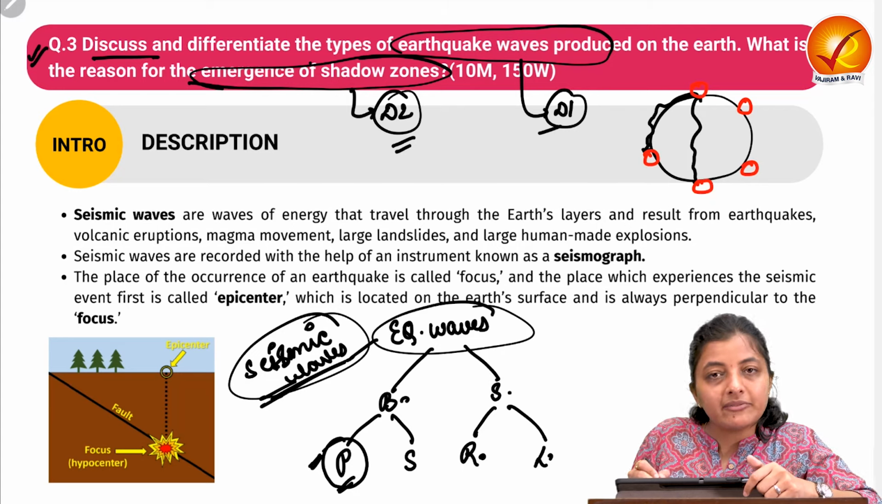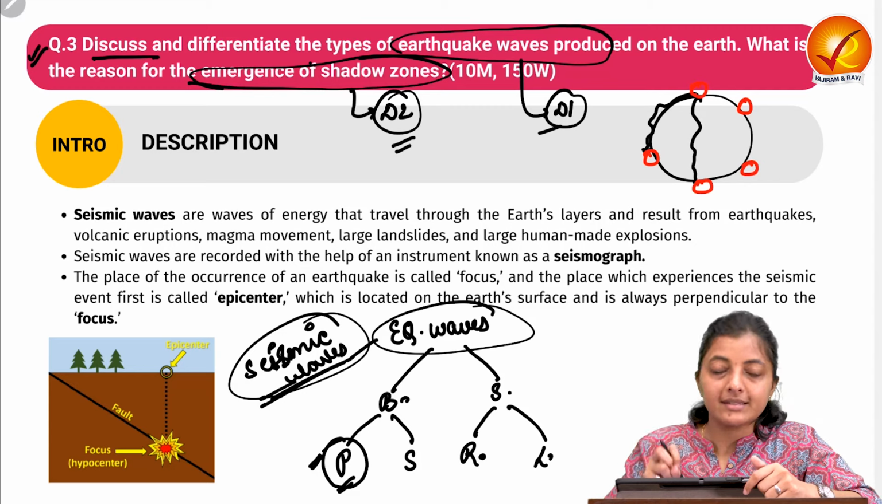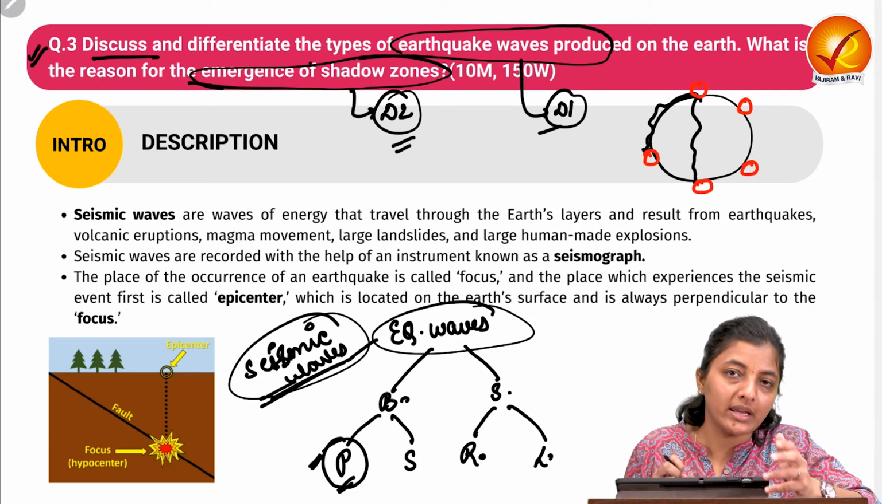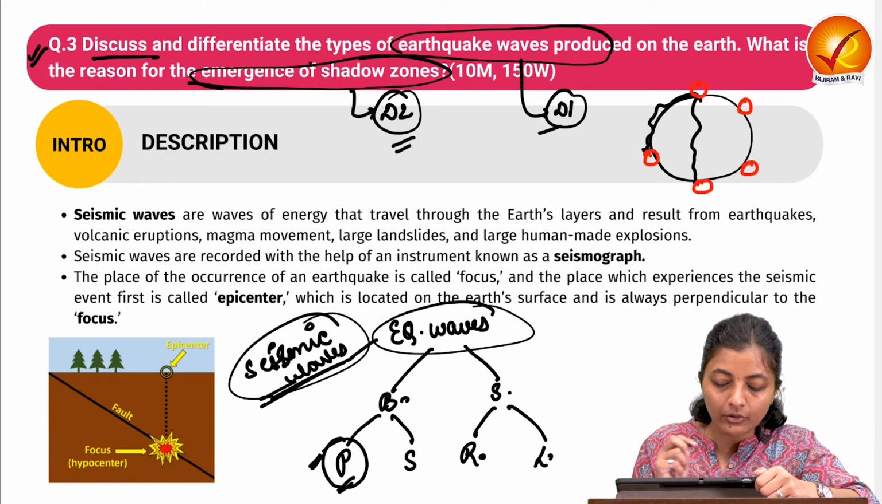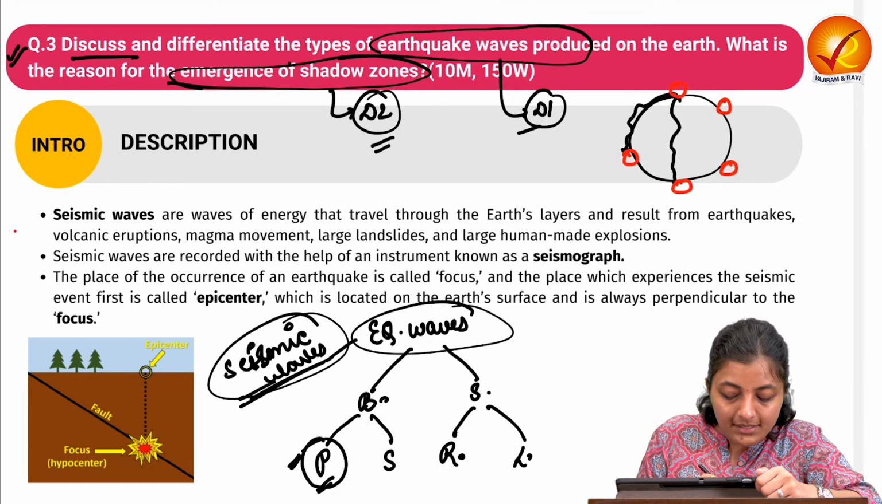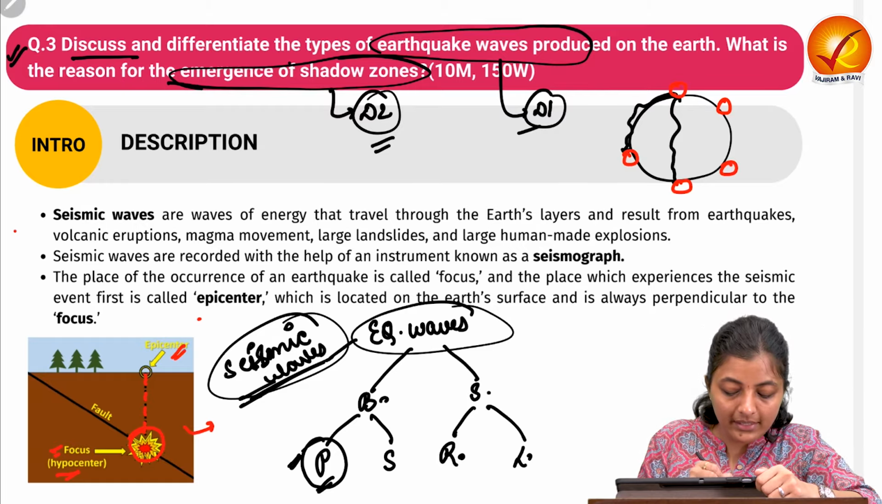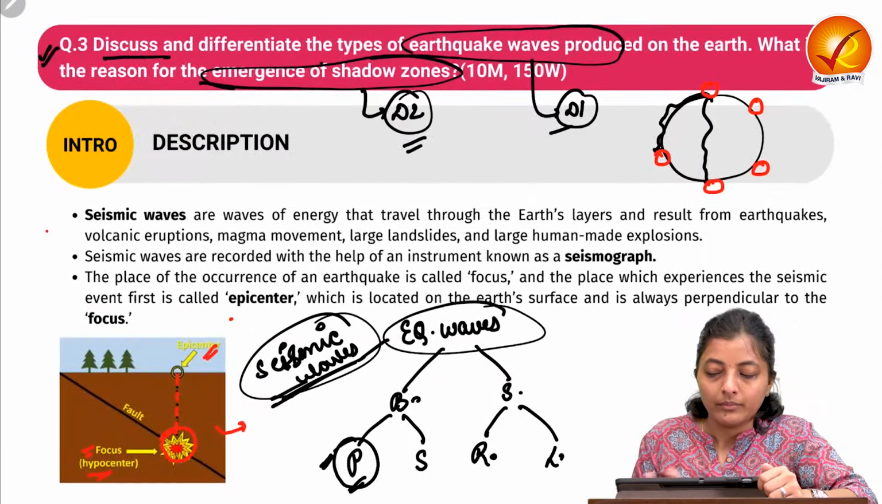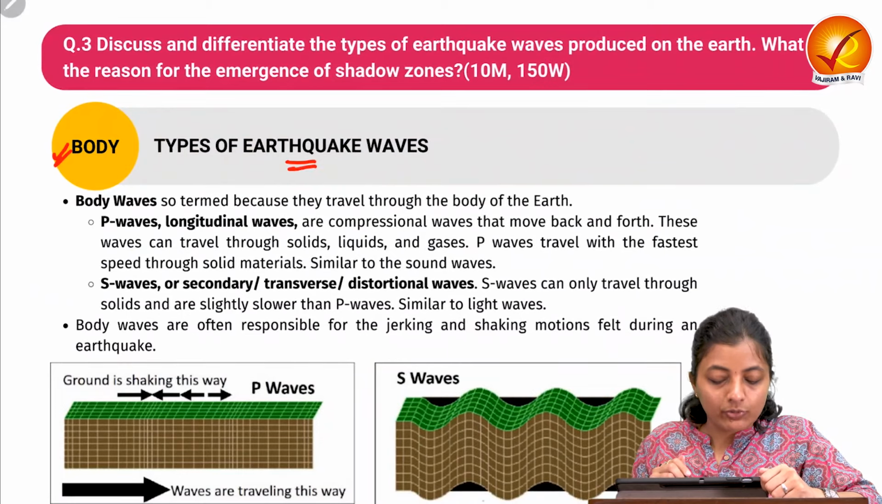So we install the different seismographs on the earth surface and analyze or study the different earthquake waves, their characteristics, their intensity, etc. Now this is the earth's interior, this is focus, or you can say hypocenter, and the perpendicular distance on the surface of earth is the epicenter of earthquake, etc. Okay, now moving on to the body, we need to write down about the types of the earthquake waves.